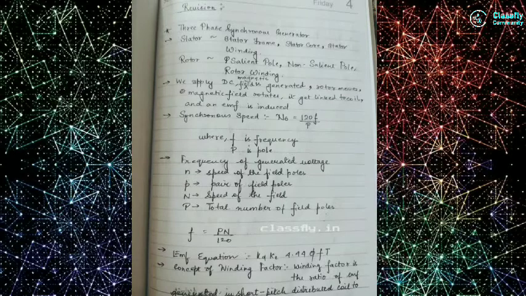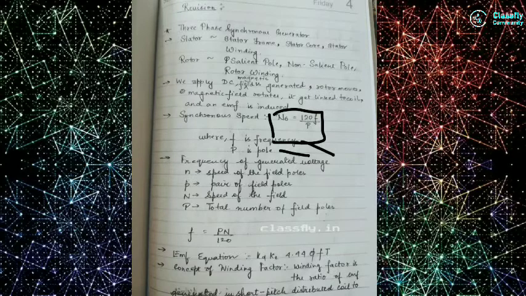Now we will know about the synchronous speed. Synchronous speed means the speed of the rotating magnetic field, and the synchronous speed equation is N = 120F/P, where F is your frequency and P is your number of poles.